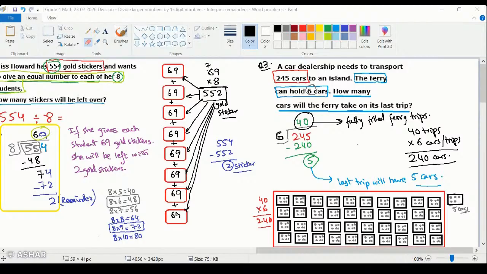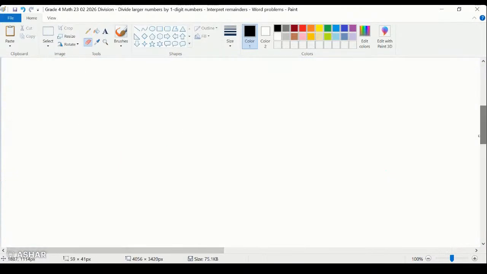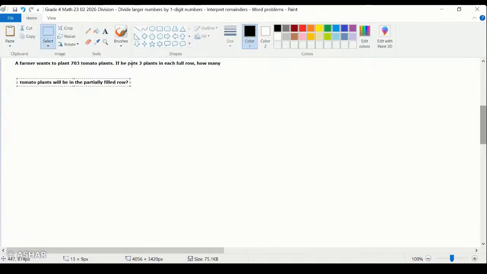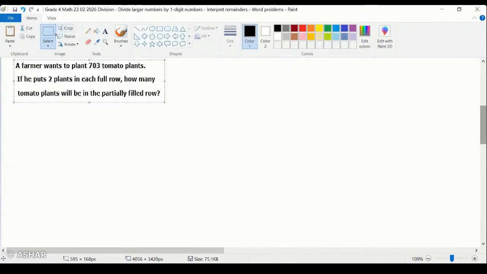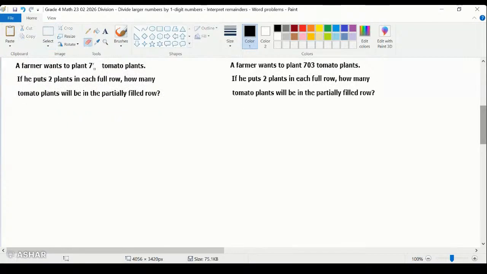I'll first try to reduce the number, then we'll take a bigger number, okay? Let's realign this first, then I'll take a smaller number. This is our original question, question number 4. I'll make changes over here. If I say a farmer wants to plant 21, I'll just change to the smaller value. If we are able to do question number 4, we'll have the idea for question number 5, okay?